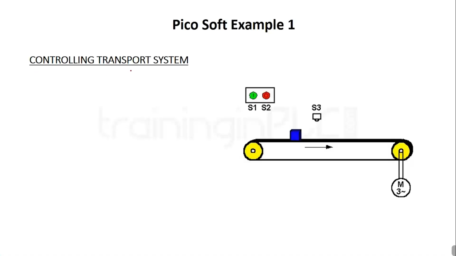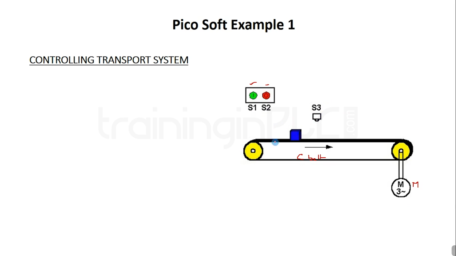Let's see the example of a transport system. In this transport system, there is a conveyor. This is a conveyor belt and it's attached to the motor. This is the conveyor motor. And we have one start switch and stop switch, S1 and S2, and S3 for detecting the object.